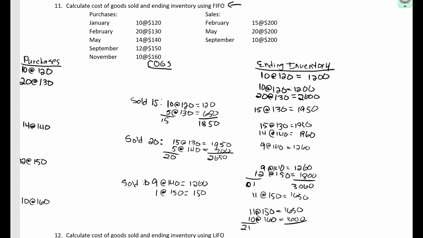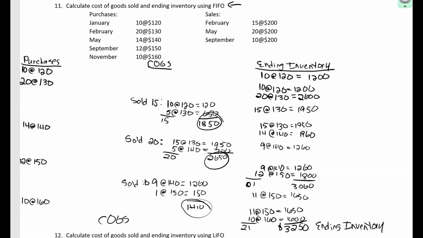21 units in ending inventory at a cost of $3,250. This is our ending inventory. And then our cost of goods sold are, again, these 3 numbers added up, which is $5,910. Okay, so we have 1 more left to go.